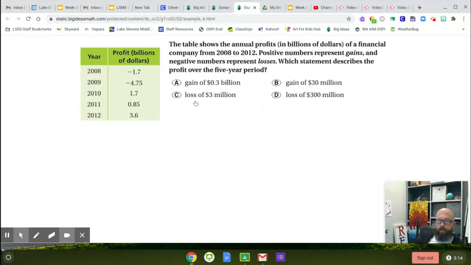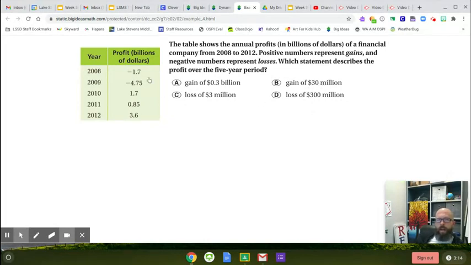And I could probably eliminate 2 of these without even doing anything. We know it's not 30 million. These numbers are not that large. We know it's not 300 million because these numbers aren't that large. But this is in billions, so we got to be careful. It might be one of these because it might have to change it to millions. So let's try this out together.